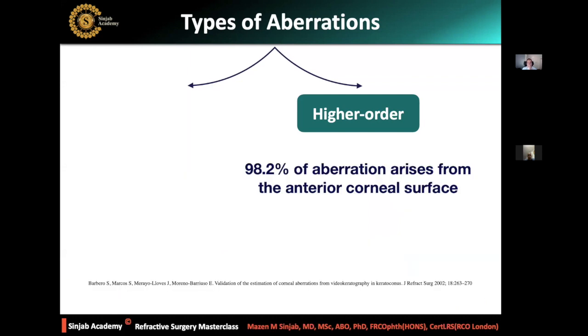We have to know that 98.2% of the higher order aberrations arise from the anterior corneal surface. So the anterior corneal surface is the main source of high order aberrations, not the lens and not the posterior corneal surface. The posterior corneal surface and the lens have a compensatory role to compensate for the high order aberrations arising from the anterior corneal surface. This is very important to know.